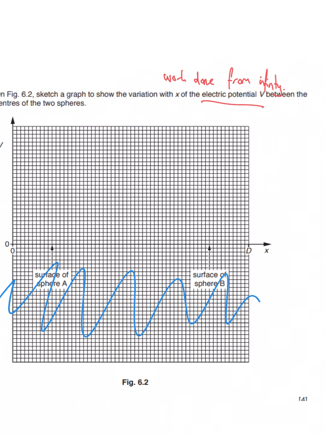The second thing I can say is, well, let's look at this line. I know that the electric potential inside a sphere is 0 because the field strength is 0. So it's going to look something like that.